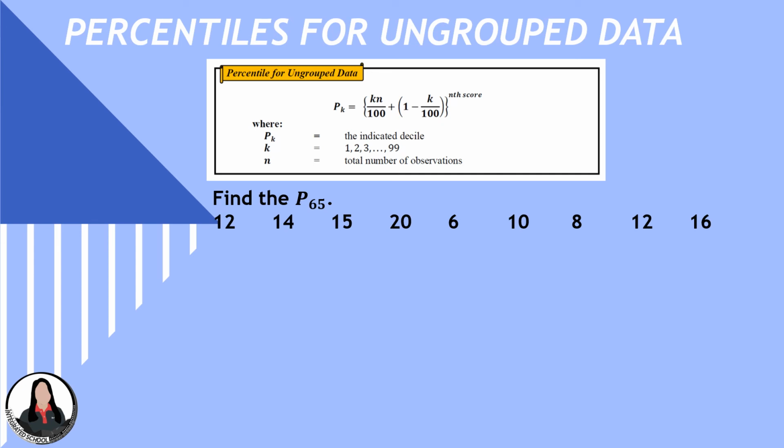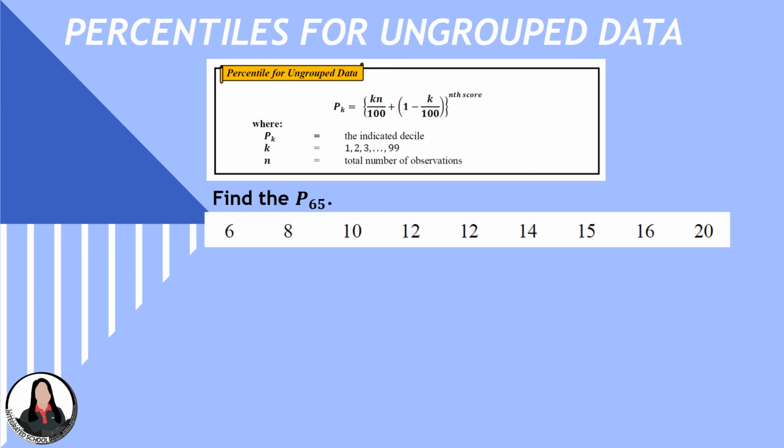Find P sub 65. Since we are asked to find P sub 65, at kung mapapansin nyo, we are using the same set of data katulad ng kanina. So, P sub 65 ay isosolve natin after nating ma-rearrange ang ating score. So, this will become 6, 8, 10, 12, 12, 14, 15, 16, and 20 pa rin. And using our formula, let us substitute. K is 65, N is 9.